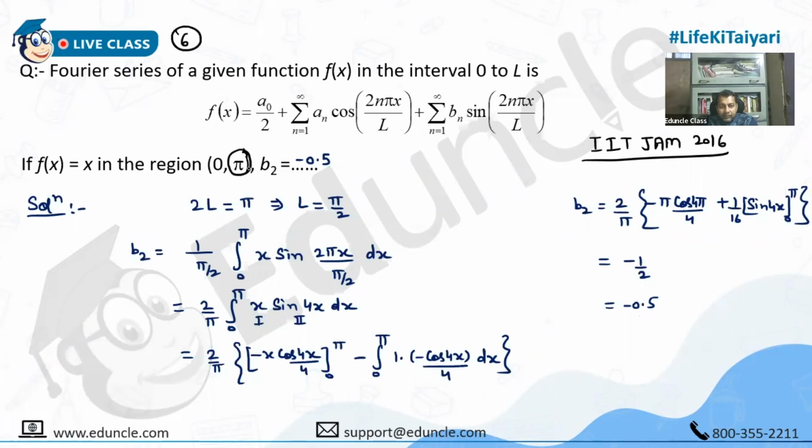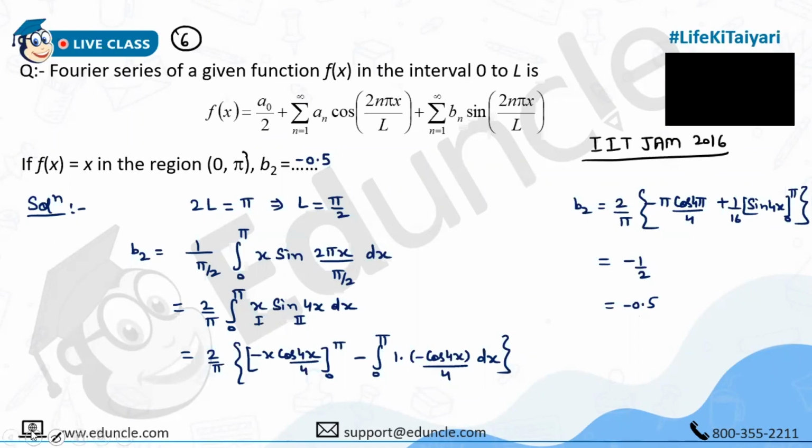Because usually this is 2L, so 2L is equal to pi, so L is pi by 2, and then I have used the formula. Clear?